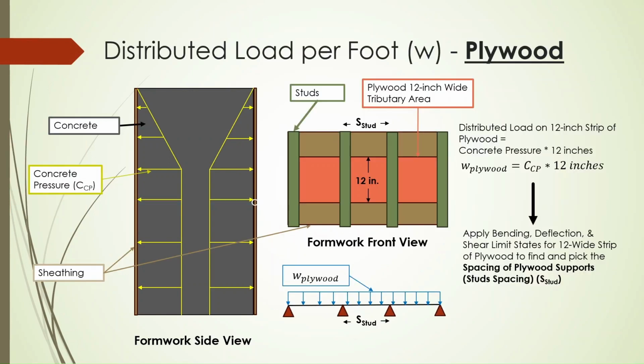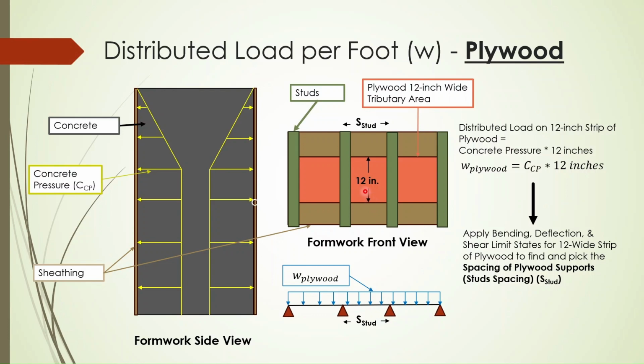So the first distributed load per foot we gotta find is for plywood. We have the concrete getting poured and we have the sheathing in contact with the concrete. So there is concrete pressure on the sheathing, and we gotta convert this concrete pressure to distributed load per foot on the plywood, known as W plywood. In order to do that, we need to assign a tributary area. We gotta assign a width of the tributary area.